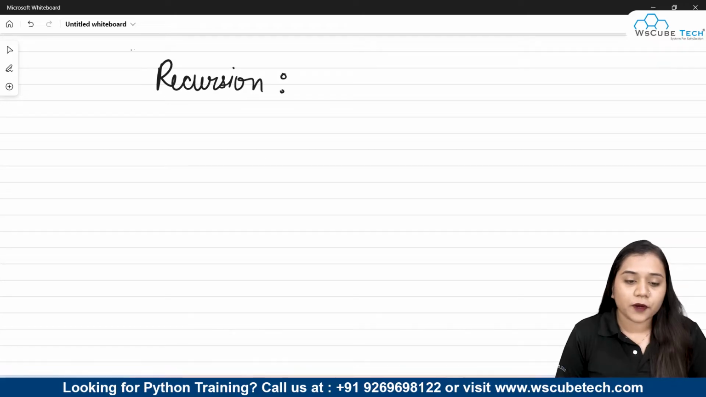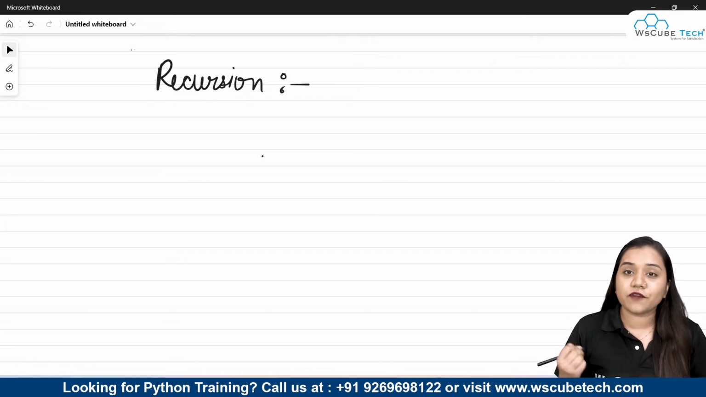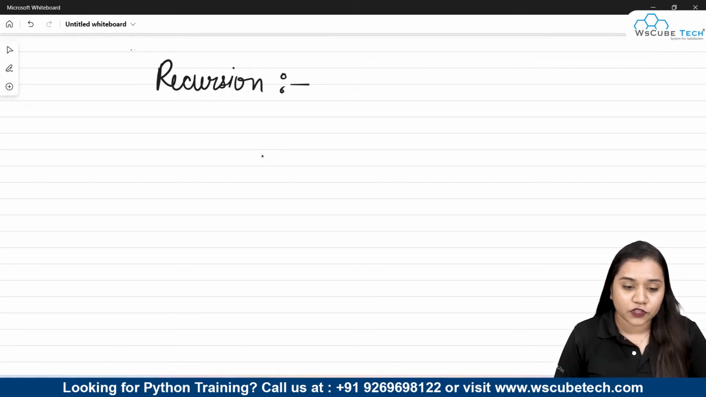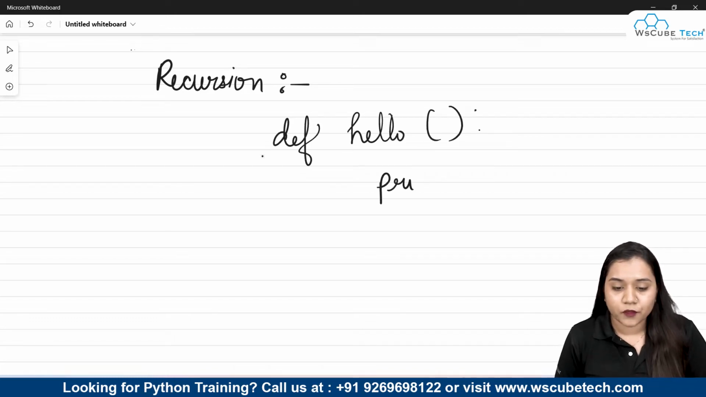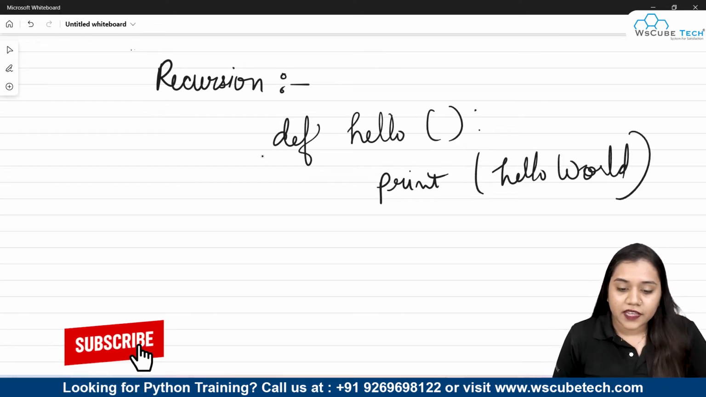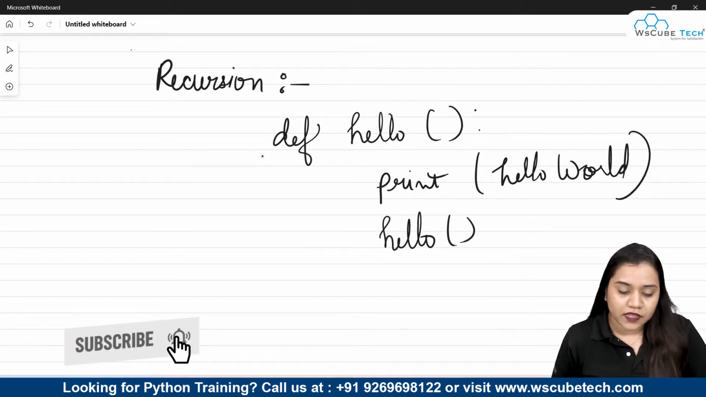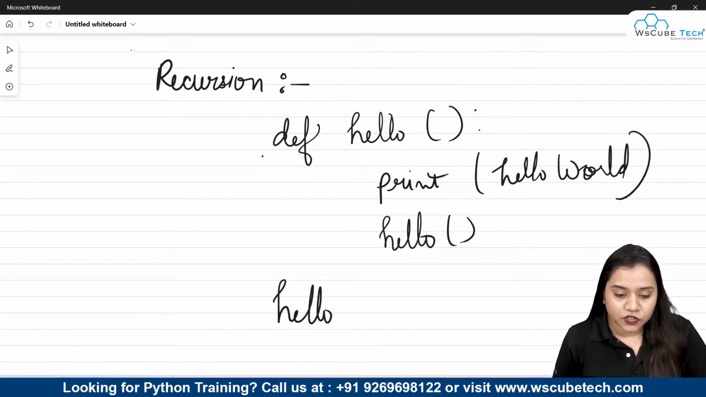First of all, talking about recursion. Recursion is a process where a function calls itself inside a function. For example, if I have written a function called def hello, and inside I have written print hello world, and then I have called the function hello itself, and outside the function again I have called this function hello.